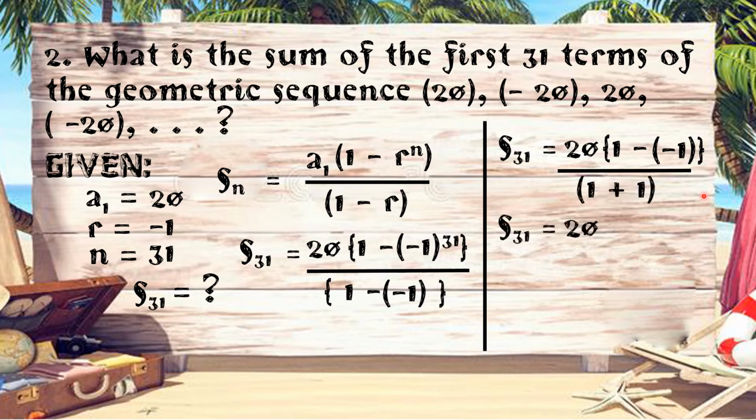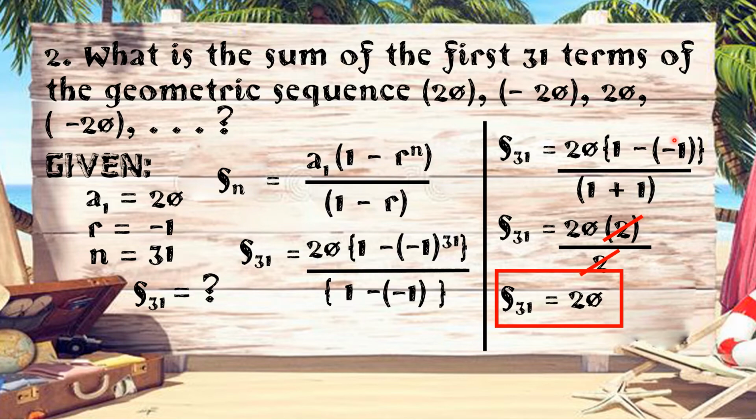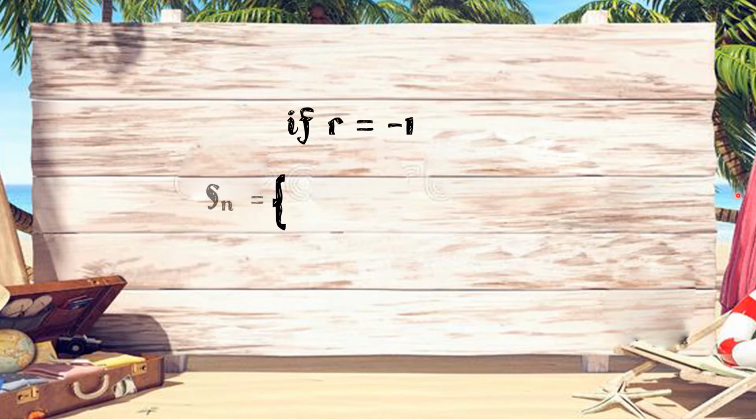And then, S sub 31 is equal to 20 times 1 times, negative times negative is positive, so we have positive 1 plus 1 is 2 all over 2 equals, so pwedeng i-cancel yan, or we can also have 20 times 2 is 40 divided by 2. So, S sub 31 is equal to 20. Ito na yung ating shortcut.